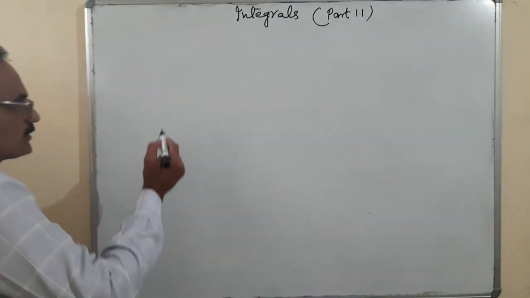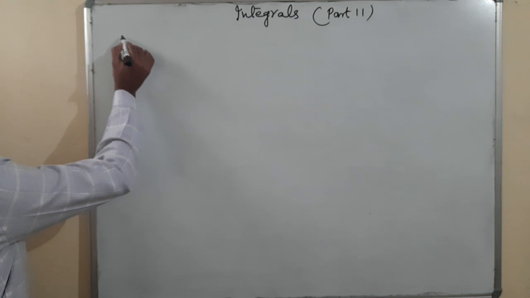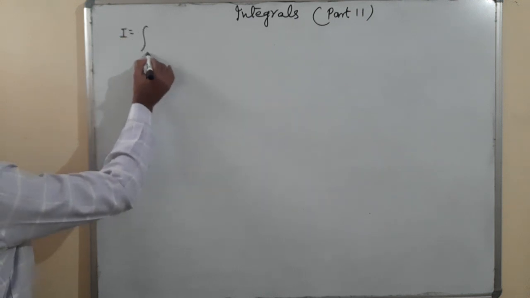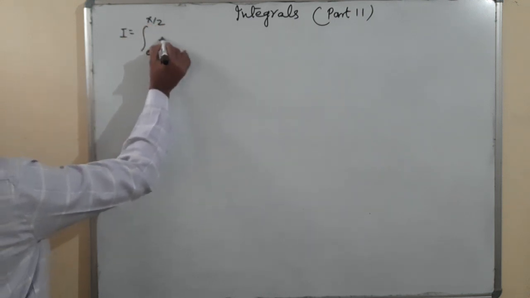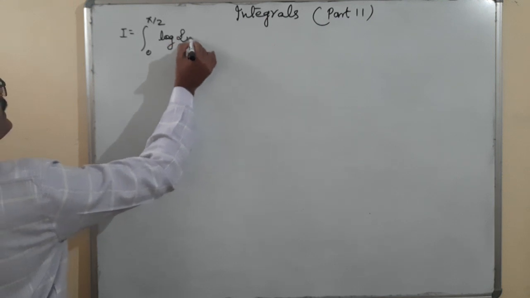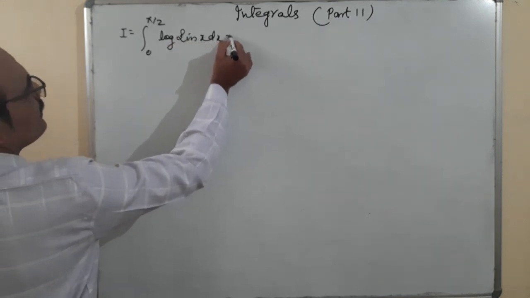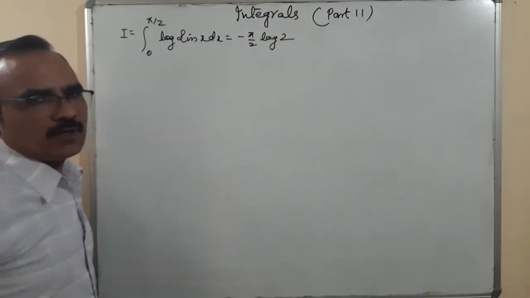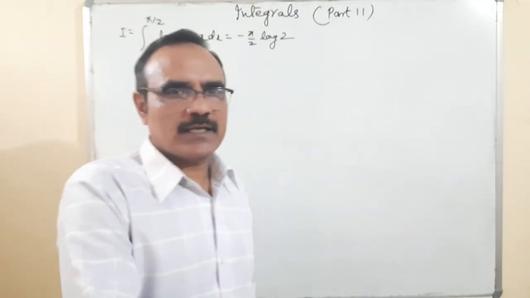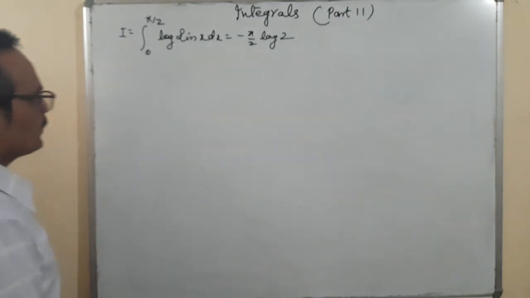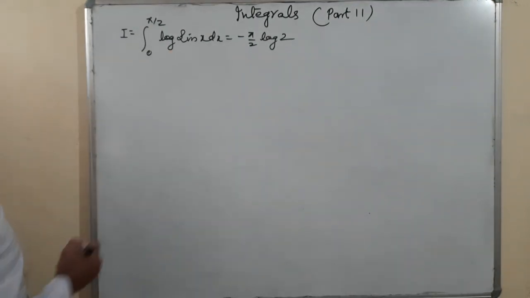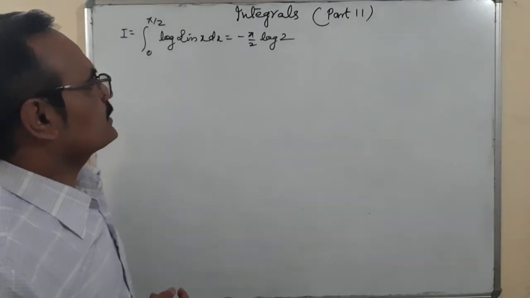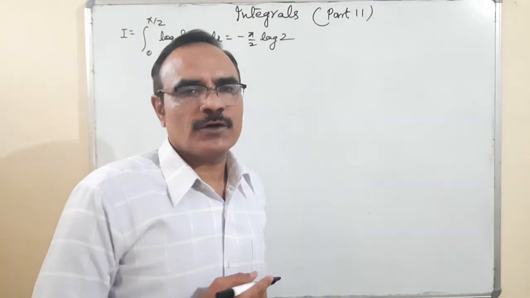Let us see this question. We are solving it first. I is equal to the integral from 0 to pi by 2 of log sin x dx, is equal to minus pi by 2 log 2. It's a very important question. First of all, we'll have to discuss this question and then start exercise 7.11. So I is equal to the integral from 0 to pi by 2 of log sin x dx, and we are going to prove that it is minus pi by 2 log 2.